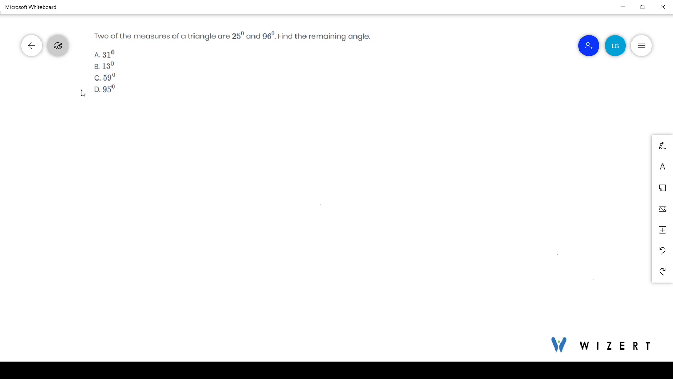Our question is, two of the measures of a triangle are 25 degree and 96 degree. Find the remaining angle.